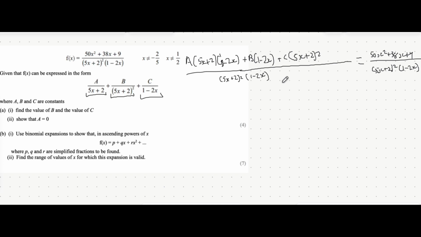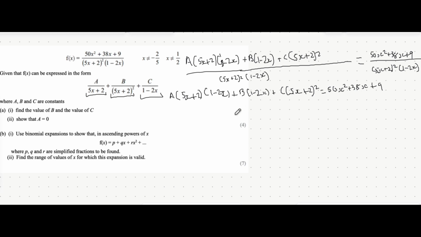What we can then do is, because we know two fractions on each side, for them to be equal, the numerators must match. We can make the numerators match each other. We can say that the numerator on the left-hand side, which I'm just going to very quickly write out, plus b lots of 1 minus 2x, plus c lots of 5x plus 2 all squared, equals the numerator on the right-hand side, 50x squared plus 38x plus 9, sorry, my bad. I just looked at the question and realized it's a 9. Okay, so where do we go from here? Sorry, by the way, my handwriting's awful today. I'm trying to write neater from now.